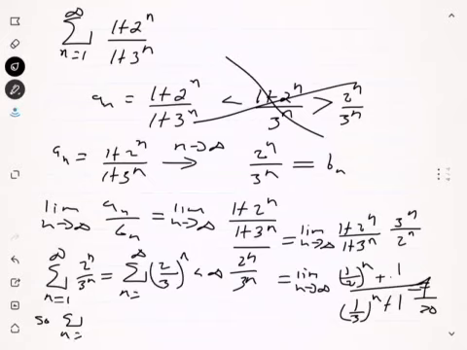So the sum as n goes from 1 to infinity of (1 + 2^n)/(1 + 3^n) converges by the limit comparison test.